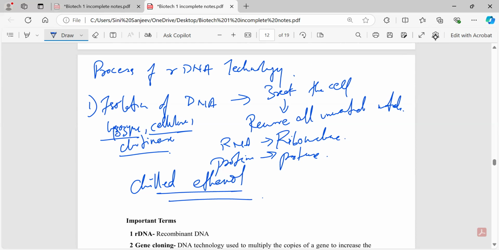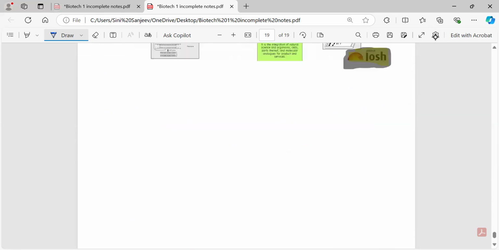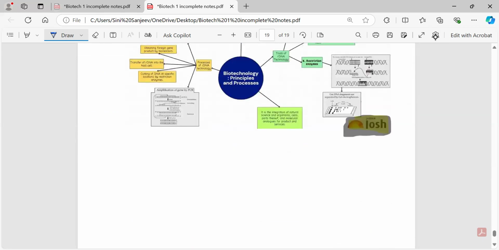Once this is done, you go to the second procedure, which is cutting of the DNA. I'll just write it over here. Second point, that is what? Cutting of DNA. Now, cutting of DNA where? At a specific location.